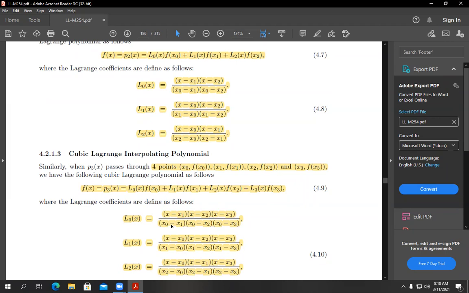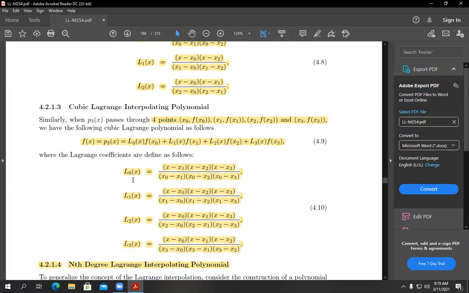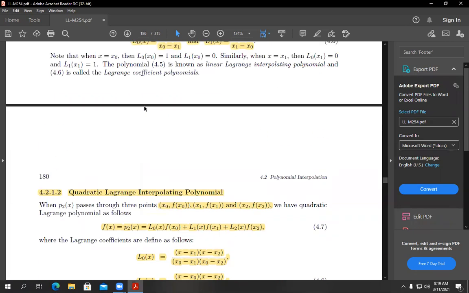For example, if you need degree 4, how many points do you need? 5 points. Degree 4 means 5 points, and it means you have to calculate L0, L1, L2, L3, and L4, and each L should have 4 terms up and down. So it means it takes time in the exam. We have to take more time in the exam here, which is not good. So from an examination point of view, this is the best formula.